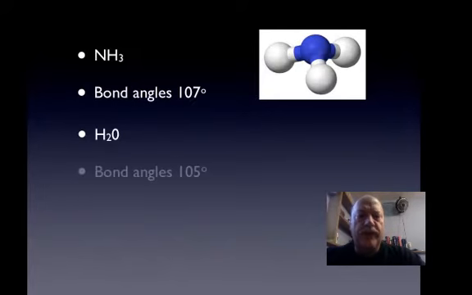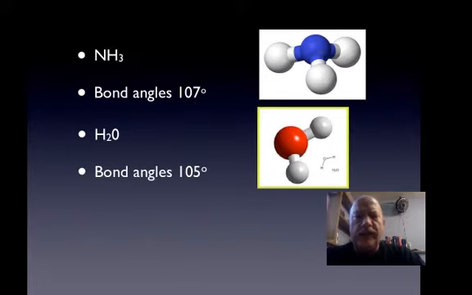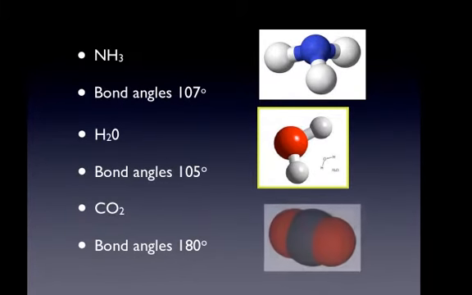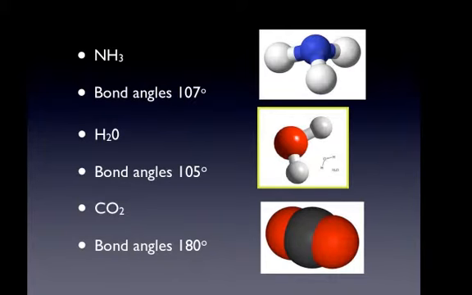If we go to something like H2O, which has bond angles of 105 degrees, that's even smaller because, once again, now we have 2 unshared pairs. So they're stronger, they push it down even farther. If we go CO2, we have bond angles at 180 degrees because we've got unshared pairs on both sides, but we have the same number, so they're equally strong, and the farthest that they can get apart is 180 degrees.